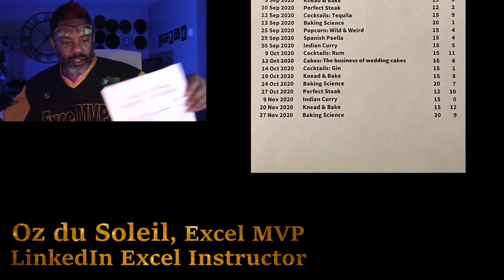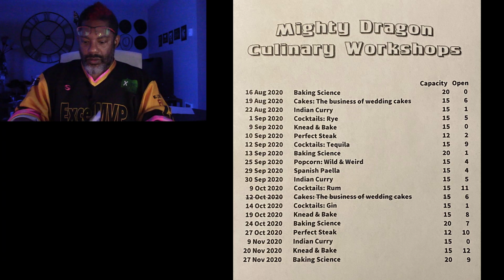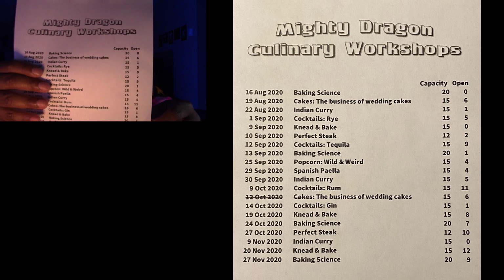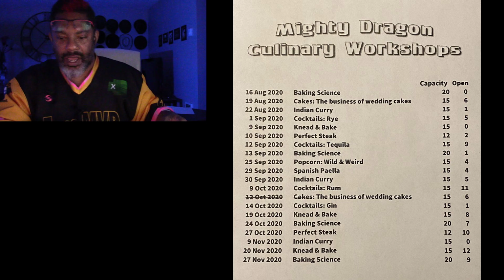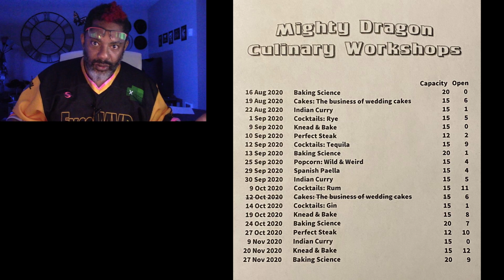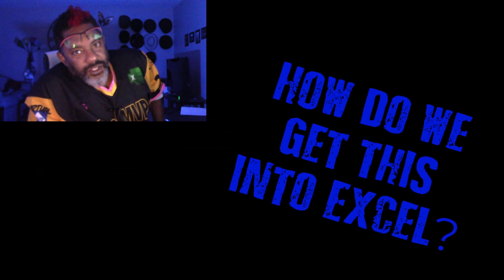And then there's this schedule. Maybe I want to filter by the workshops that are nearly full, but I can't do anything off of this paper. How do we get this into Excel?